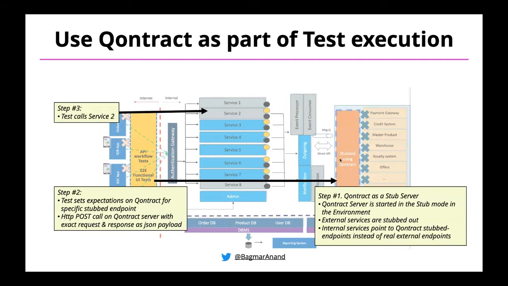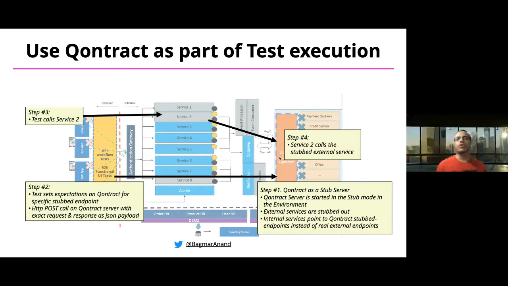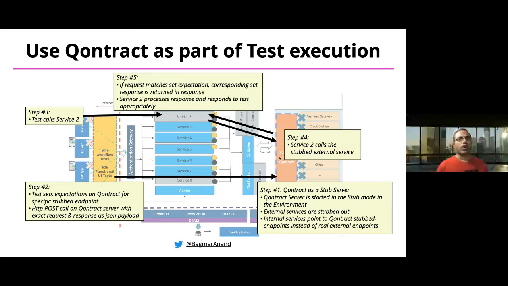Then the test is going to call service 2, which is the same as before. Service 2 will call the stubbed external endpoint in this case instead of the real external endpoint. And now, because there is a matching expectation already set on it, the contract stub server will return the type of response that the test wants the external endpoint to give. Hence, service 2 is going to process it correctly and respond to your test. And the test is going to assert whether service 2 is responding in the fashion that is expected for this particular scenario. OK, so I hope that makes sense, what that workflow changes, right?